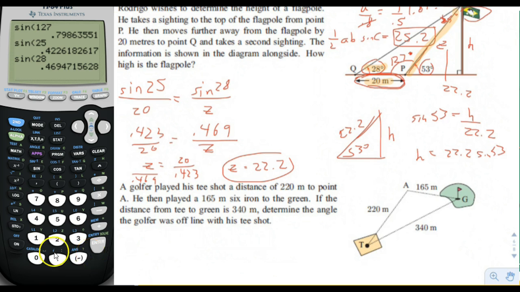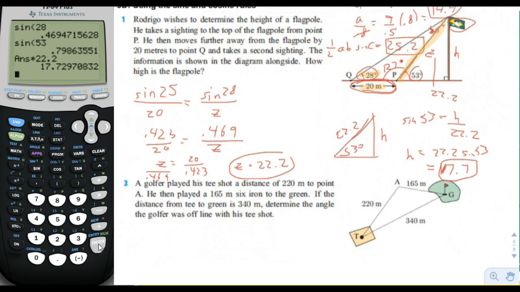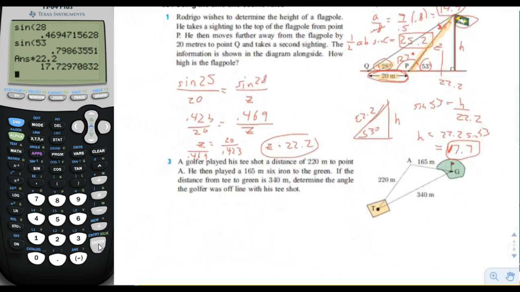And the sine of 53 is equal to 0.799. And we can multiply 0.799 times 22.2 to get the answer, 17.7. So the height of the flagpole is 17.7. Okay? And that was the answer, 17.7 meters, right?